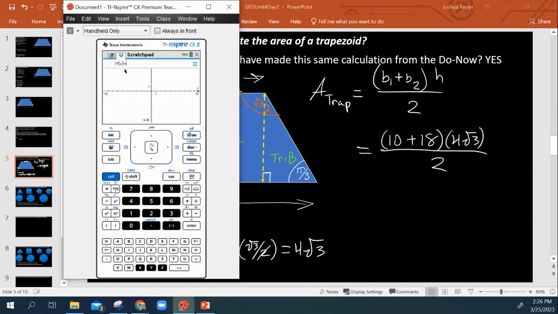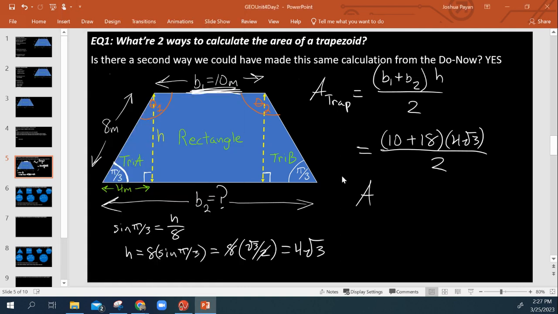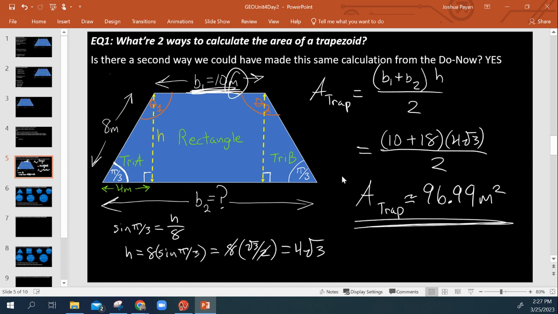Okay, so you go to calculate. No, not graph. Calculate. Okay, and I'm going to hit Control Divide. And I'm going to go ahead and input all my numbers. So 10 plus 18, I know that that's 28. And we're multiplying that by 4 times the square root, so Control X squared, of 3. All of that divided by 2. Okay, and we hit enter, and we see that the area of our trapezoid is approximately 96.99 square meters. Okay, and that's precisely what we get in the do now when we calculate this as a composite.